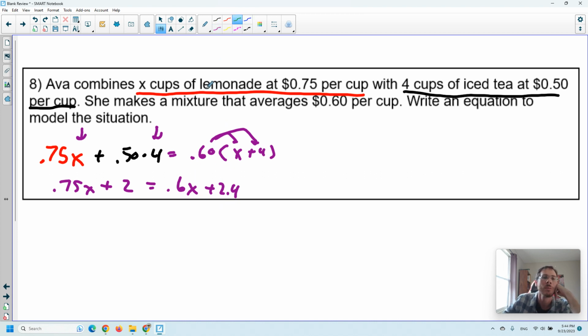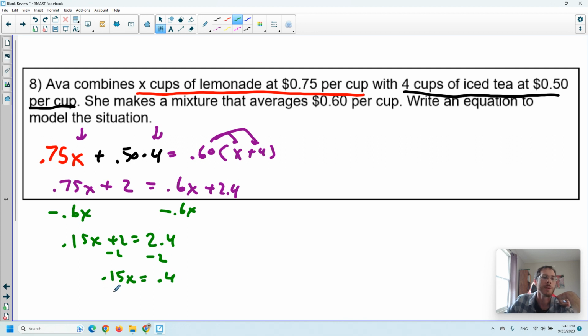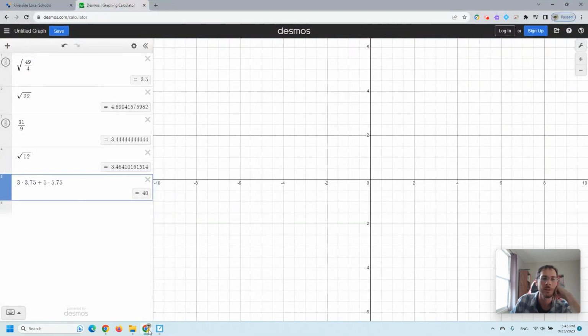All right. So let's go ahead, and I like to move the smaller amount of x's. Makes sense to me to keep all the numbers positive, so 0.15x plus 2 equals 2.4. We'll subtract 2 from both sides. 0.15x equals 0.4. And we'll divide both sides by 0.15. All right, so we're going to get x equals, that one's a little bit tricky, so I'm going to put that one in the calculator. 0.40, 40 or 15?